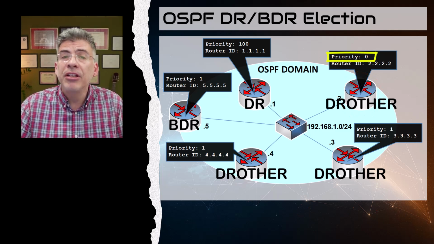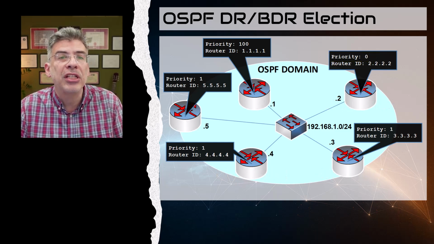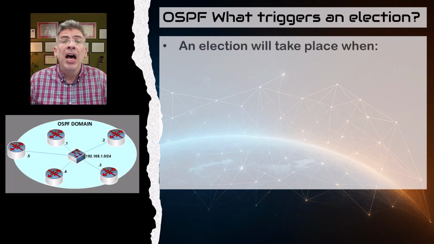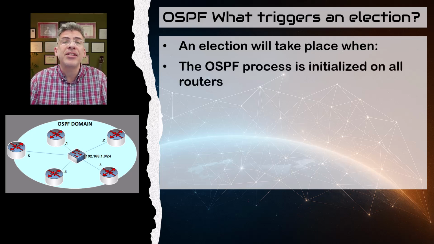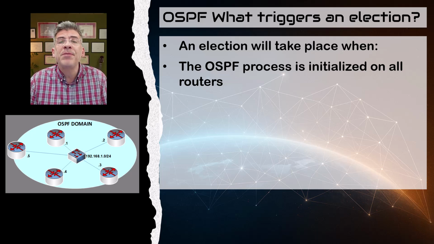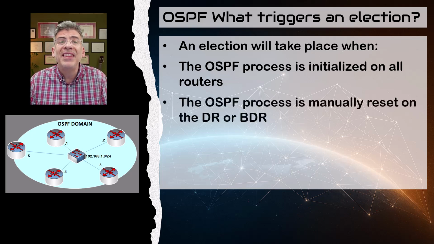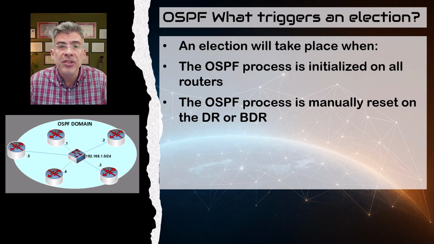Now, another important question concerning the election process is, when does an election actually take place? In other words, what triggers an election? An election will take place when the OSPF process is initialized on all routers. This is when the topology is initially turned on and OSPF adjacencies are initially created. An election will also be triggered if the OSPF process is manually reset on the DR or the BDR. If you go in and restart the OSPF process, or even if you reboot that particular router.